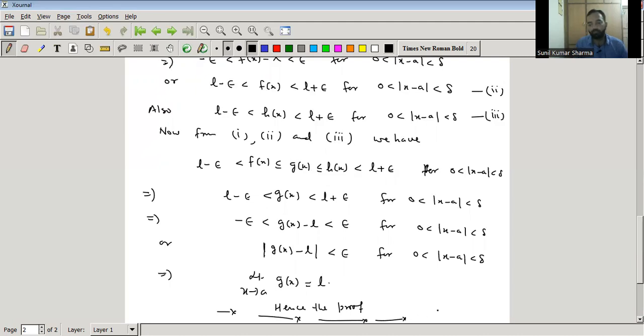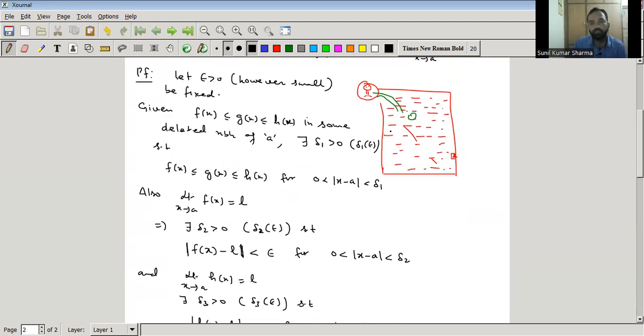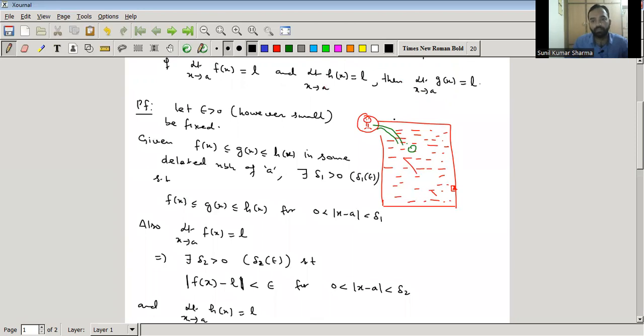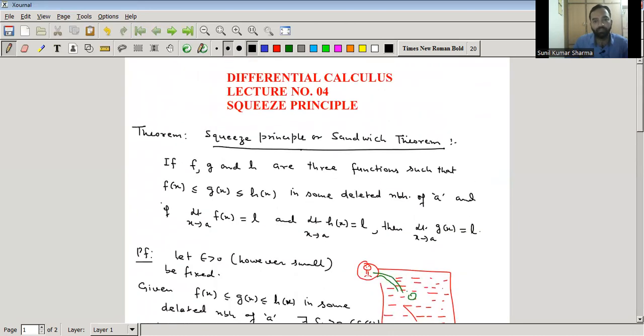So this is the proof of the squeeze principle or sandwich lemma. This example is very, very important. Even this is analogous to how we can think about this result in real life. There are so many examples to go through the proof. This is a very, very interesting proof.